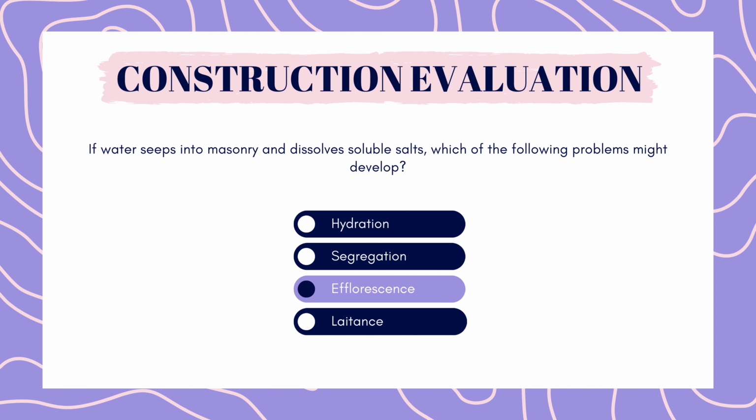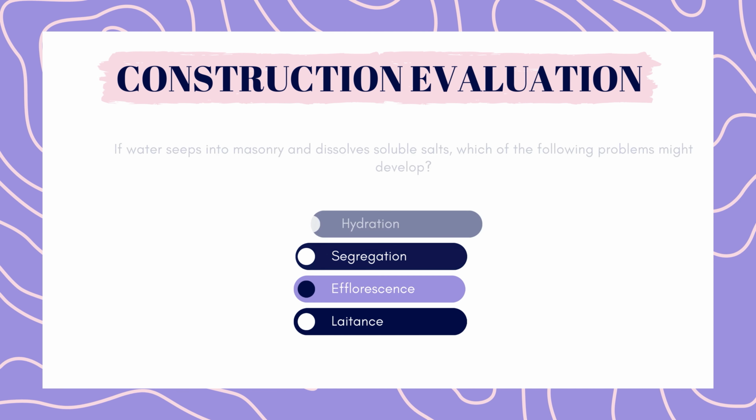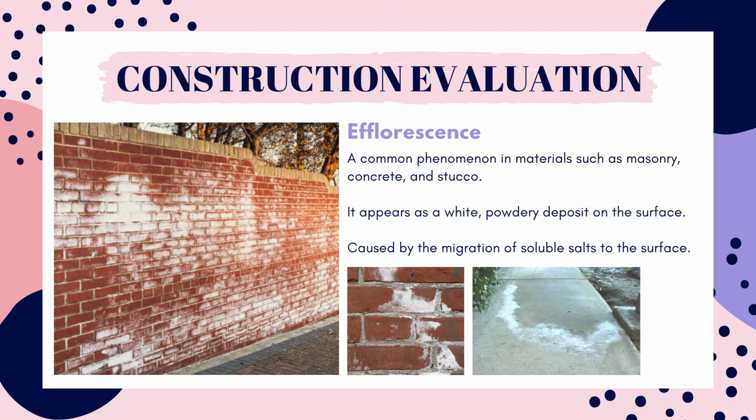And the answer is efflorescence. So what exactly is efflorescence? Well, it's a natural process where salts in building materials migrate to the surface and form that characteristic white powdery deposit. This happens when moisture penetrates a masonry unit containing calcium sulfate or potassium nitrate, and when the water evaporates, it leaves salts behind. But is efflorescence harmful?